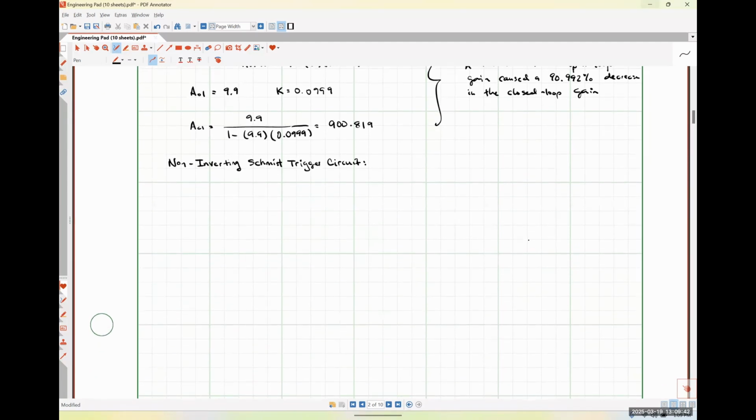And I'll draw it here for you guys. So we've got our op amp here. I'm going to choose to put the non-inverting input terminal on top, the inverting input terminal on bottom. And my output signal is going to be over here.